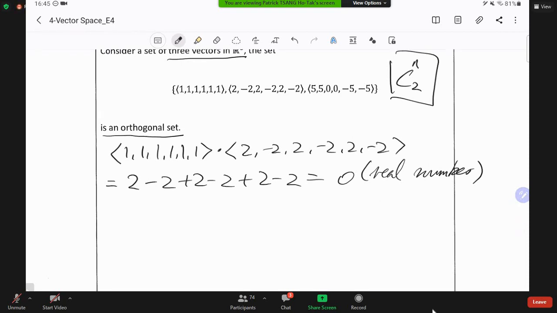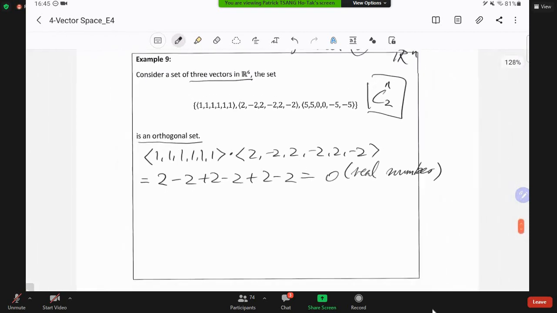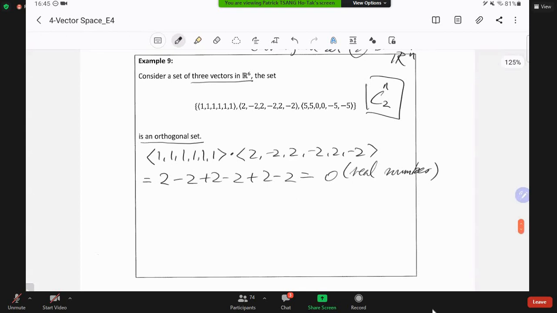Maybe how about 5 minutes? 5 minutes to work out the remaining dot products, and then tell me your conclusion. 5 minutes. I will check the answer with you around 4:50.